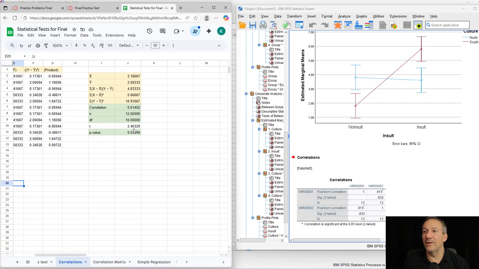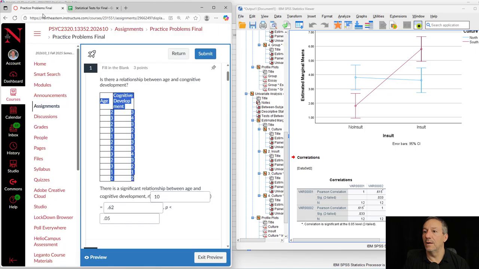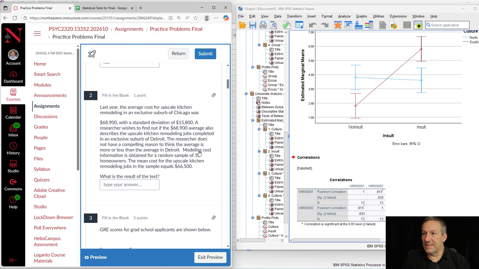You don't need the t-value, but if you were going to look it up, you could look up values for t. You can see we got a 2.46, and you would look up that critical value and get your p-value from that. But yeah, all looks the same. All right, what's next? Okay, this is a z-test.